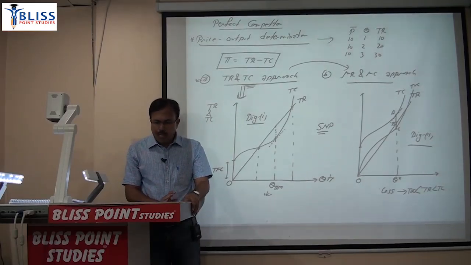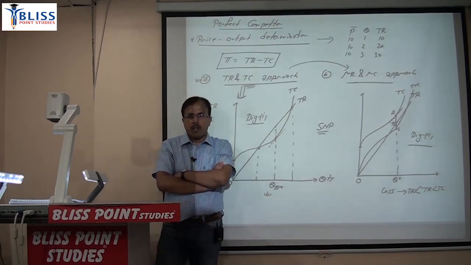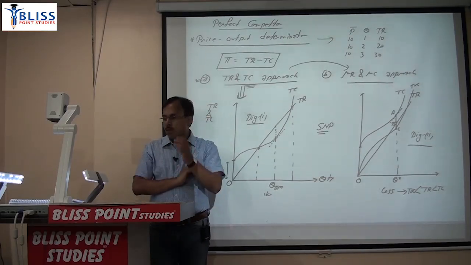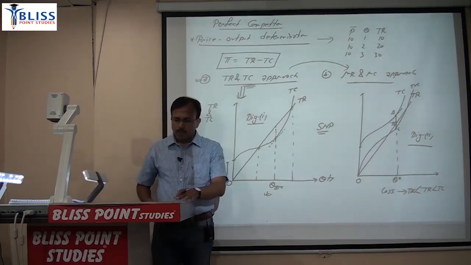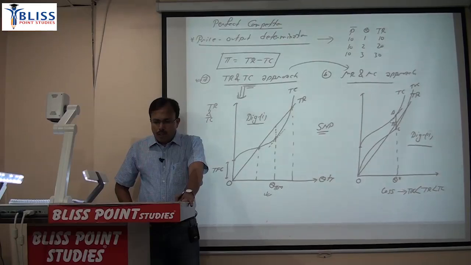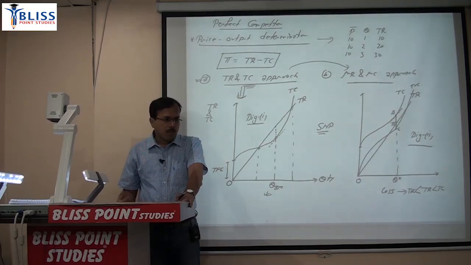So the firm is price taker, and it can sell any amount of output at current market price.